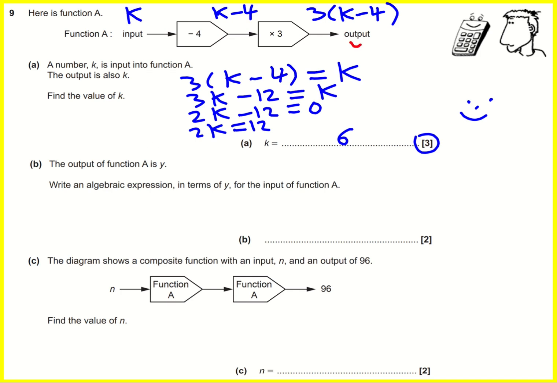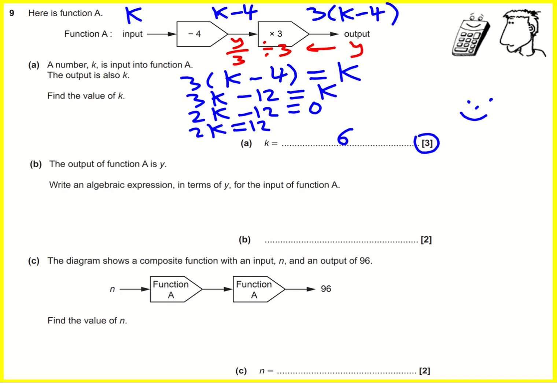So if y is the output, I need to think, what do I multiply by 3 to give me y? And what we do is we do the opposite. We go the opposite way, and instead of timesing by 3, we're going to divide by 3, and we're going to get y over 3. And you can see if I times that by 3, I would get back to y.